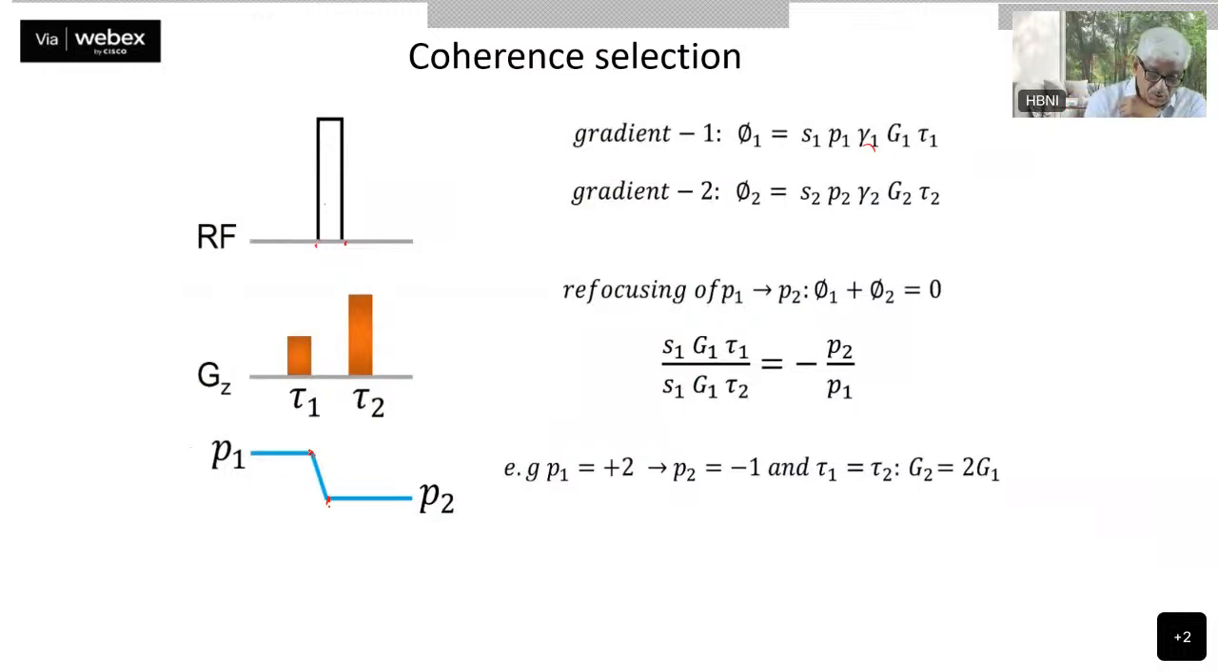So what was double quantum at this point? Convert it into single quantum here. And you choose P2 is equal to minus 1 for specific reasons. So therefore, what happens here? P1 is equal to plus 2, P2 is equal to minus 1.